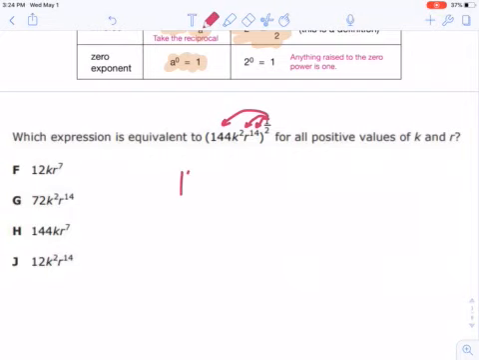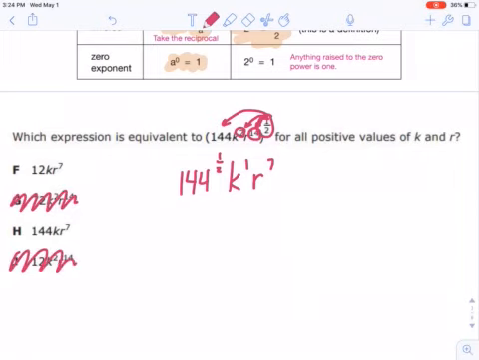So that means I've got 144 to the 1/2 power. K squared to the 1/2, I need to multiply 2 and 1/2, so that's 1. R to the 14th, again, I need to multiply the 1/2, so that's 7. Well, k to the 1 is just k, so that means I can really narrow this down to F or J, because they both have the k r to the 7th.